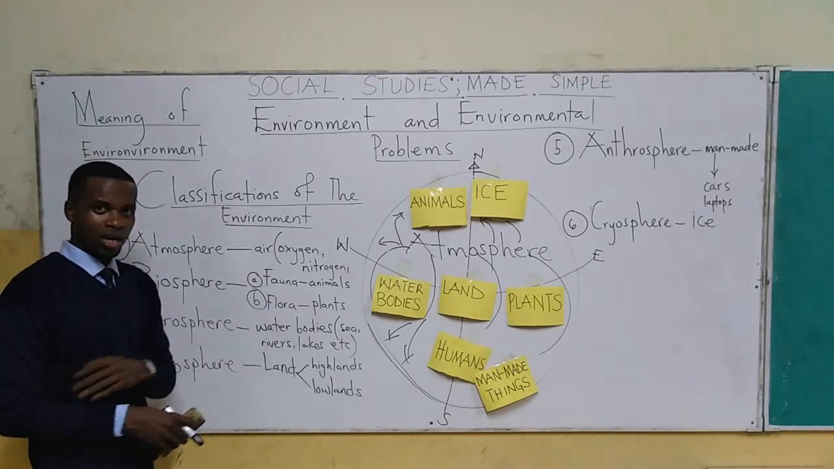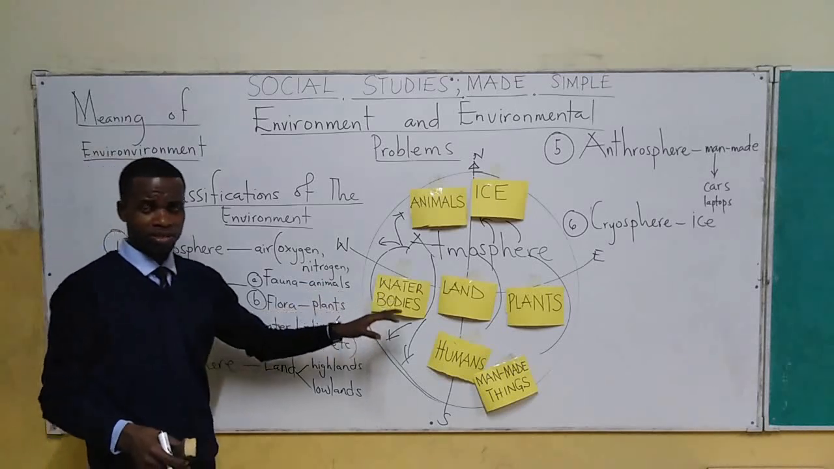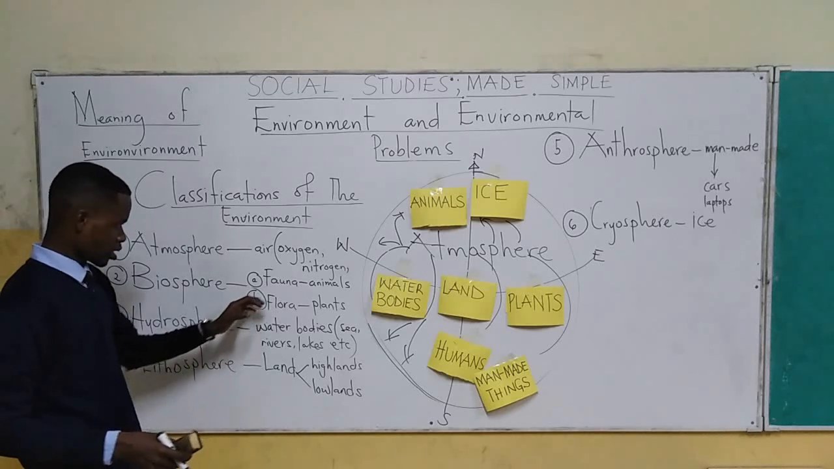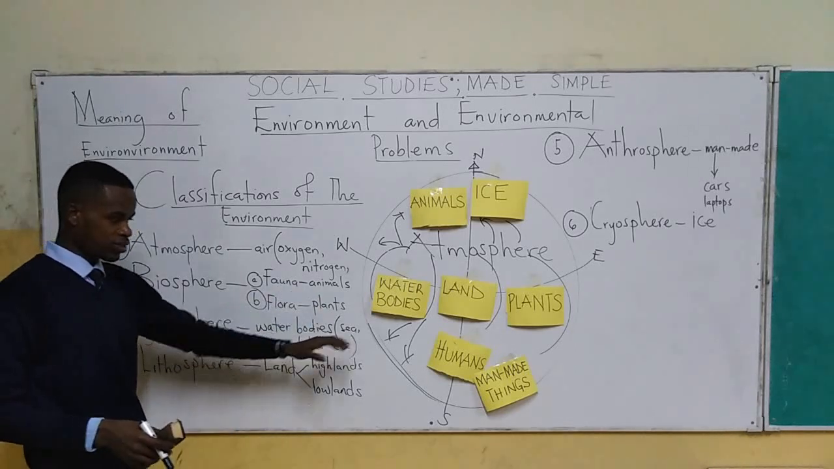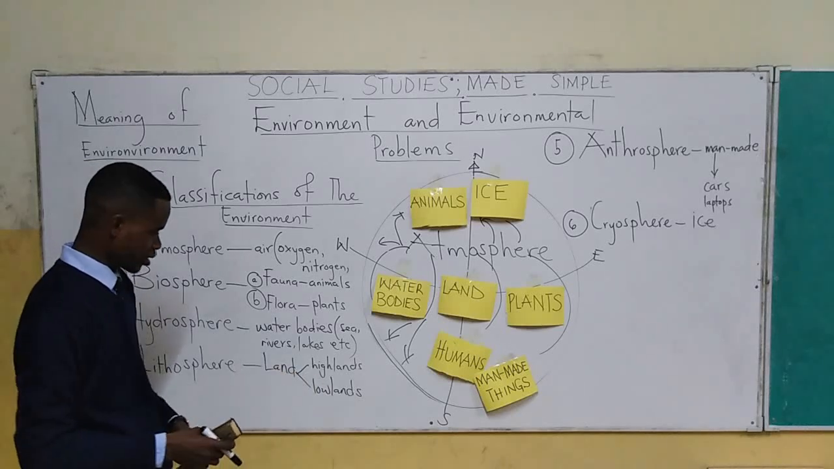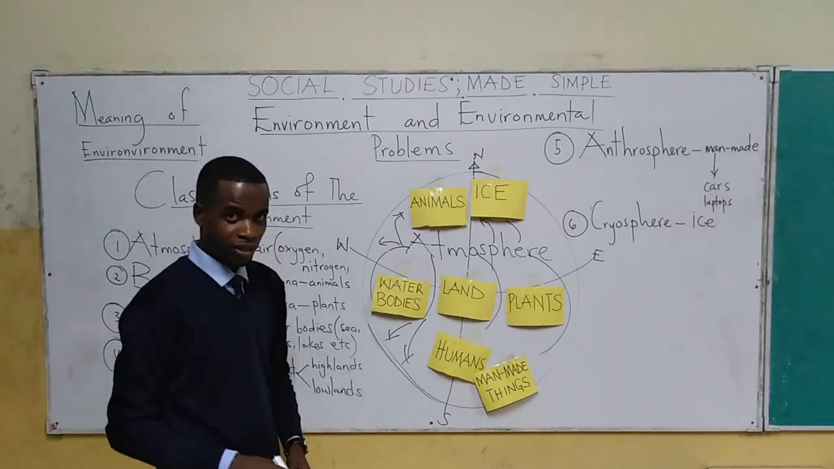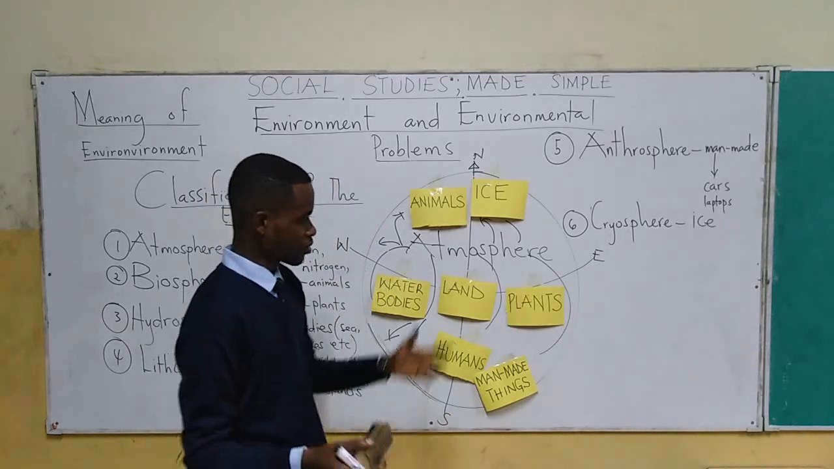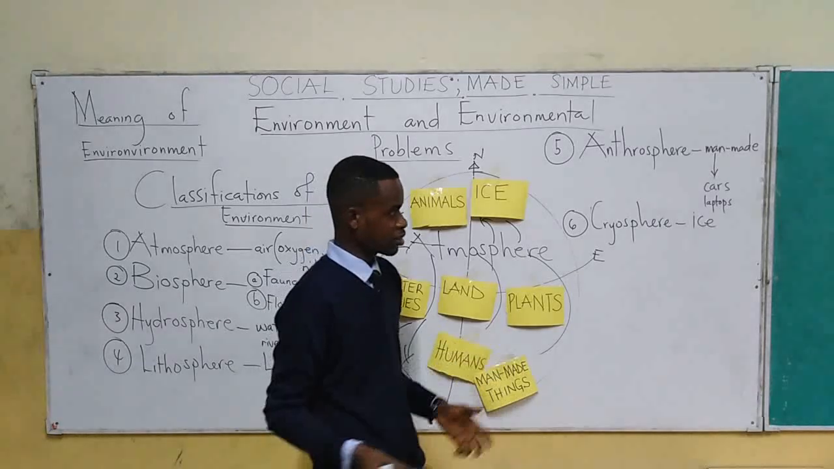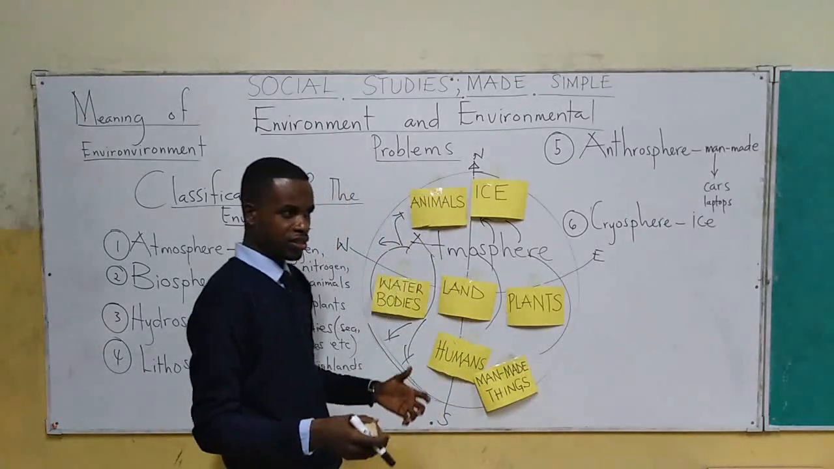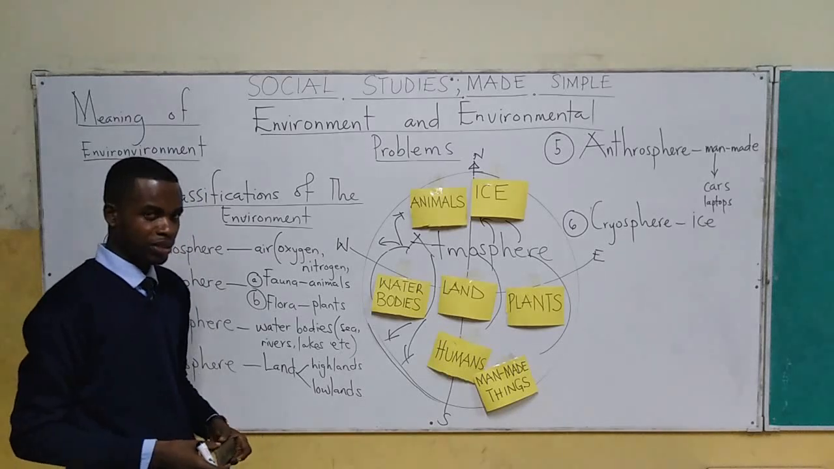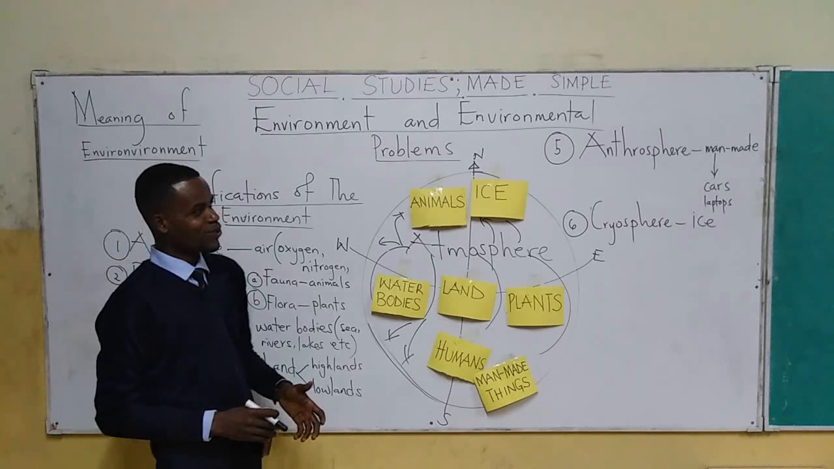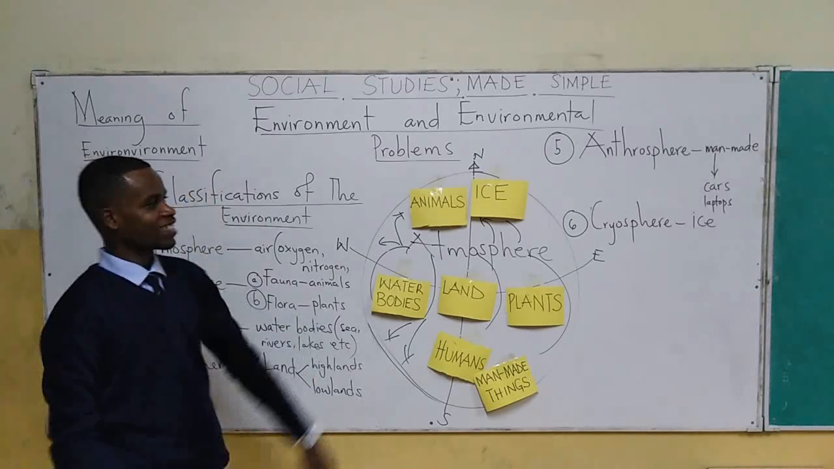The part that has animals, you can talk about domestic and wild animals, wildlife. So, biosphere. The hydrosphere contains the water bodies, the lithosphere contains the land, the highlands, and the lowlands. And we have the anthrosphere, the man-made things, the artificial things, things created by man, and the cryosphere, the parts of the earth surface that contain ice. These are the components of the environment. Are they interesting? Yes, indeed they are. Your guess is as correct as mine. So we've been able to look at these three aspects.